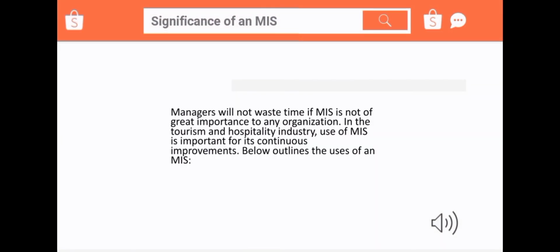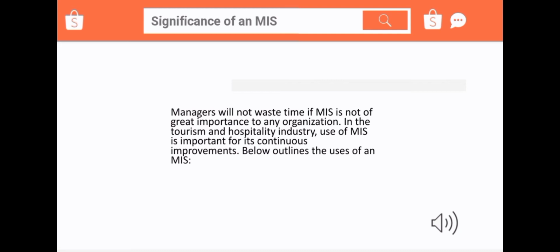Significance of an MIS. Managers will not waste time if MIS is not of great importance to any organization. In the tourism and hospitality industry, use of MIS is important for its continuous improvements. The main purpose of the significance of an MIS is to make managers' decision-making more efficient and productive.